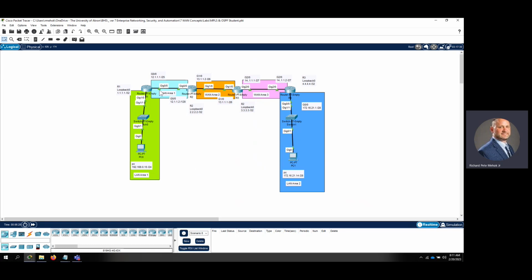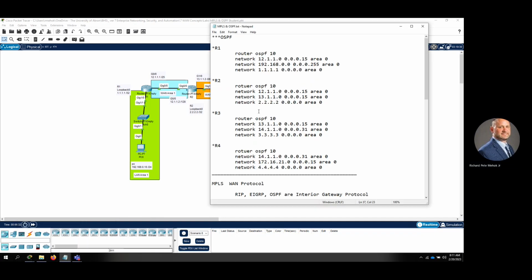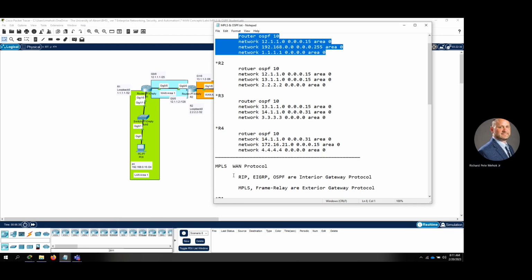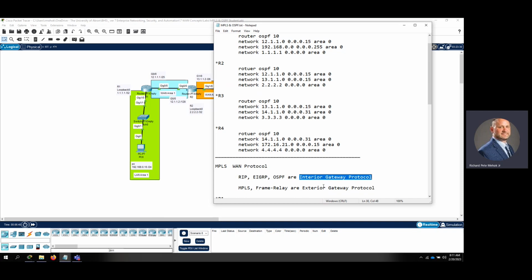So what we're going to do here is look at our WAN protocol. I'll pull the configs up. The first thing, it's running OSPF. The first thing we're going to talk about is what is an interior gateway versus an exterior gateway. If you just remember, exterior is for ISPs. That's a good way to remember it. We don't really configure it very often. You have basically one router and you'll configure it on one or two interfaces and then it's running.